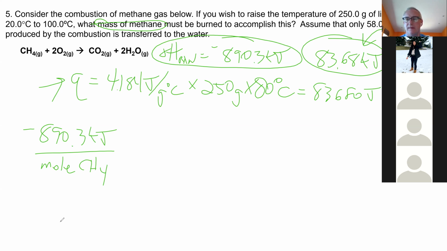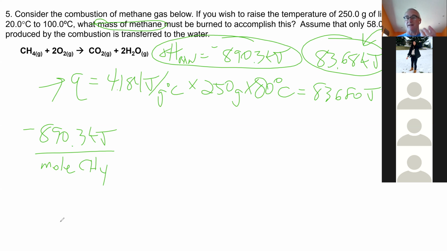Now remember, would it be easier if it was like half? If only half of the heat was used, would we need twice as much heat to get what we want, or would we only need half as much? Seems like twice. Yeah, it does, right? We're going to need more, because we're not getting all. It's not 100% efficient. It's only 58% efficient.